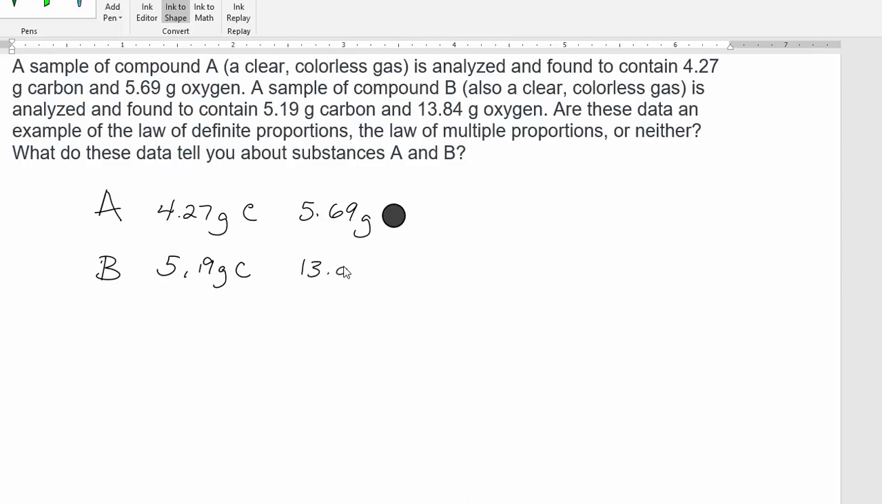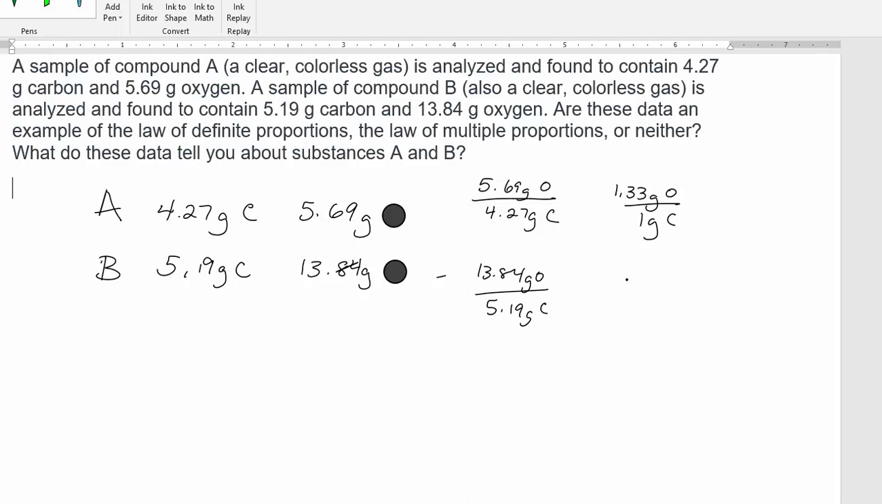Now, I'm going to use the larger number to put on top, 5.69 grams of oxygen, and I will compare that to 4.27 grams of carbon. And then for B, 13.84 over 5.19. And when I put that into the calculator, then I get a ratio. So A is 1.33 grams of oxygen per every gram of carbon, and B is 2.67 grams of oxygen for every gram of carbon. So the question is, is this an example of multiple proportions or neither?